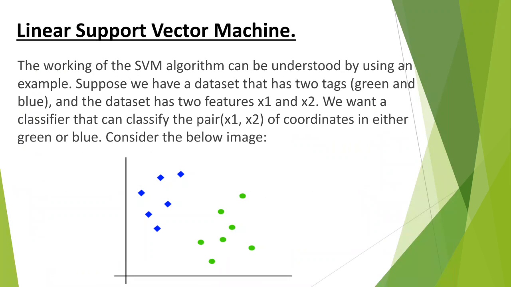Linear support vector machine. The working of the SVM algorithm can be understood by using an example. Suppose we have a dataset that has two tags, green and blue, and the dataset has two features, x1 and x2. We want a classifier that can classify the pair x1, x2 of coordinates in either green or blue. Consider the below image.